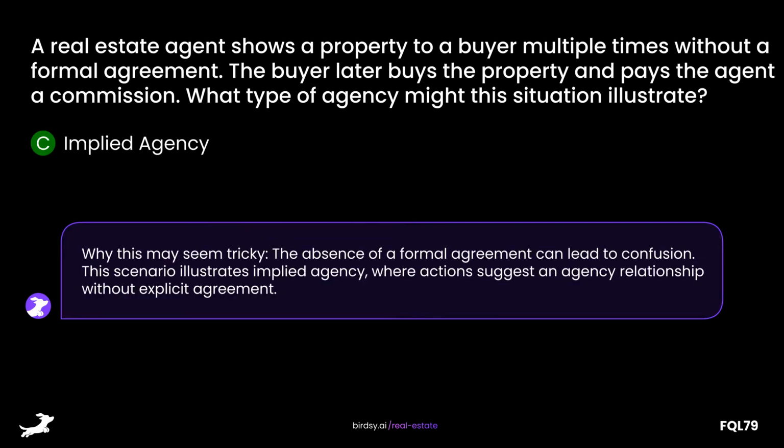Why this may seem tricky: the absence of a formal agreement can lead to confusion. This scenario illustrates implied agency, where actions suggest an agency relationship without explicit agreement.